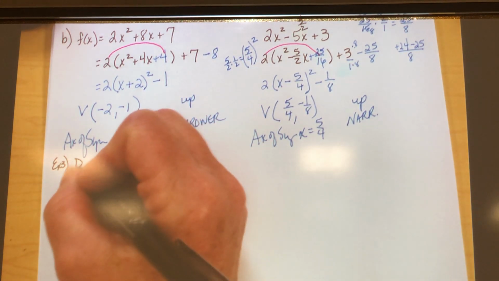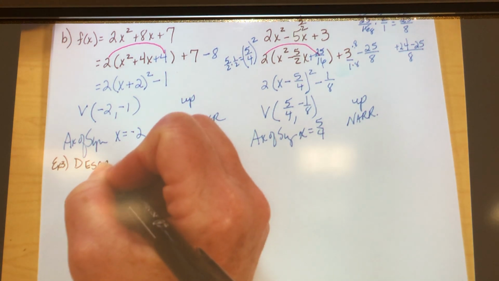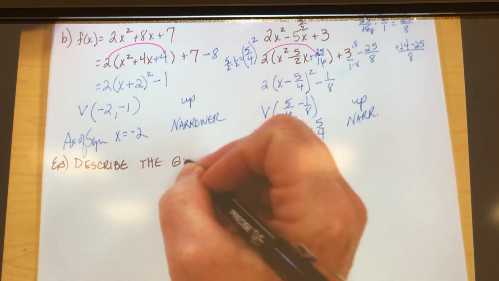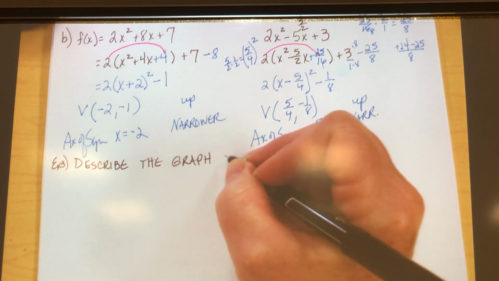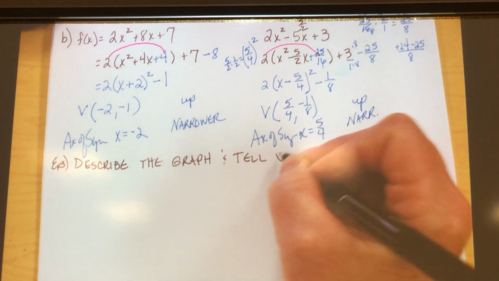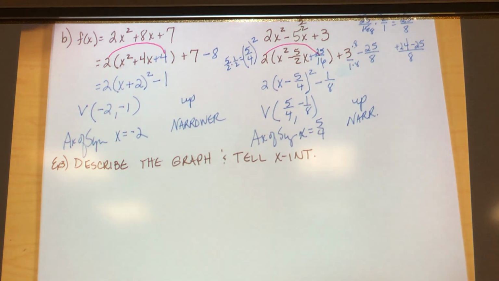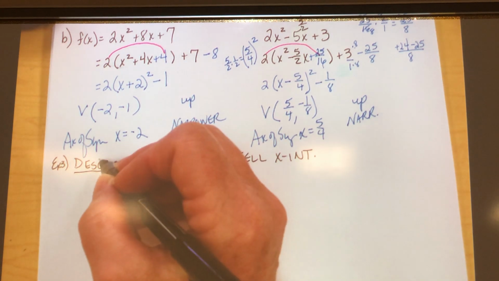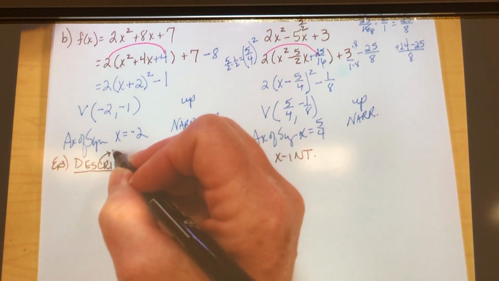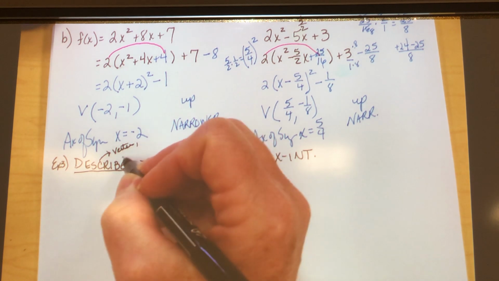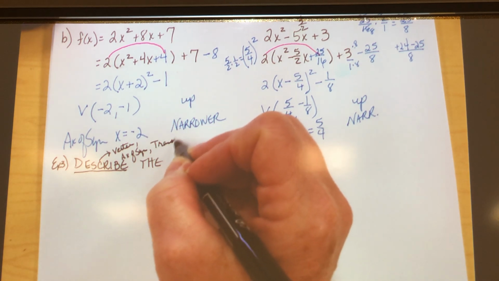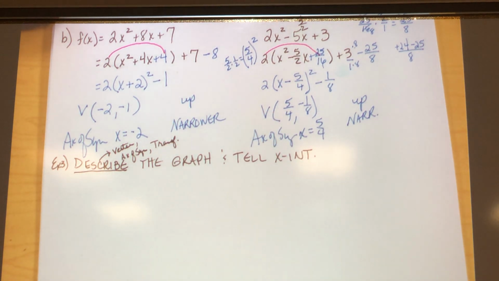So, example 3, describe the graph and tell the x-intercepts. Okay? Describe the graph and tell the x-intercepts. Now, when I say the word describe, this is what I'm looking for. I'm looking for the vertex, I'm looking for the axis of symmetry, and I'm looking for any transformations. Okay? I want the vertex, the axis of symmetry, and any transformations.